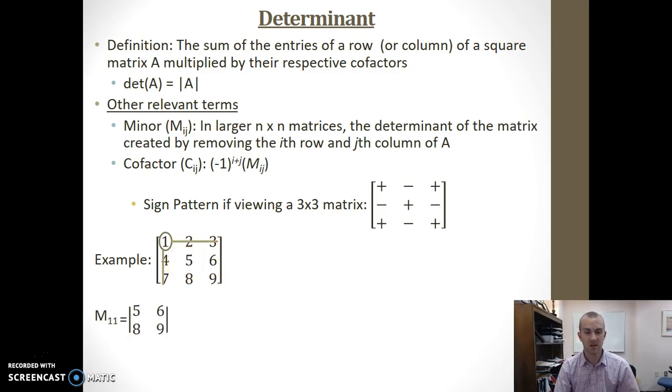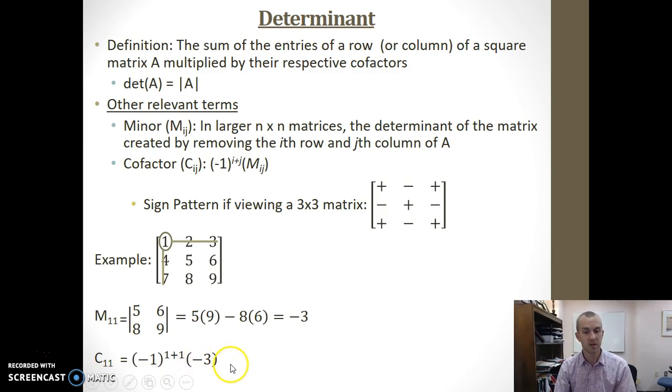So if you remember, to find the determinant of a 2 by 2, I take and multiply the diagonal. So I take the first diagonal, subtract the second diagonal. And that would tell me that the minor here is -3. So the minor of 1, 1 is -3. The cofactor is then taking that minor value and multiplying it by -1 raised to the i plus j, the location. So the cofactor here, -1 raised to the second power is +1. +1 times -3 is still -3.